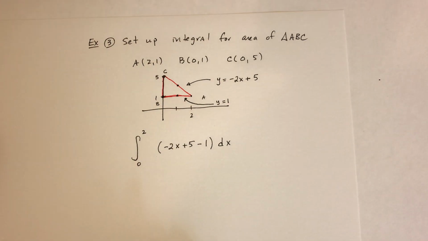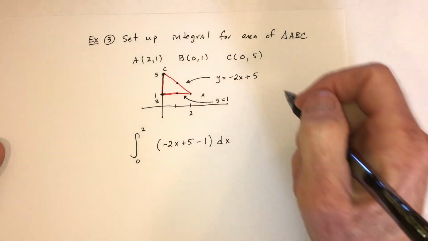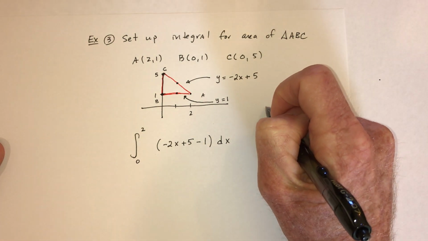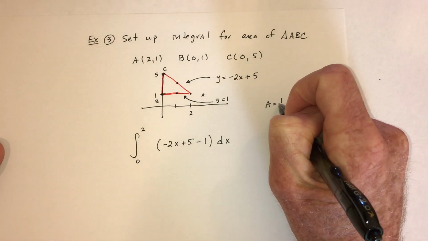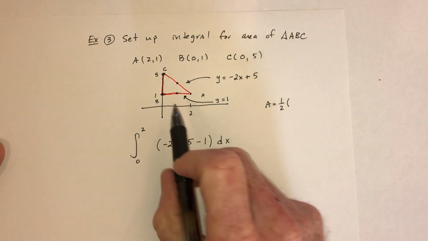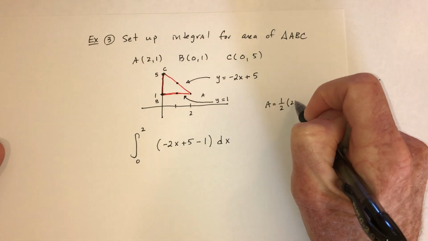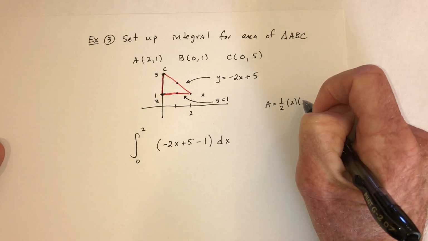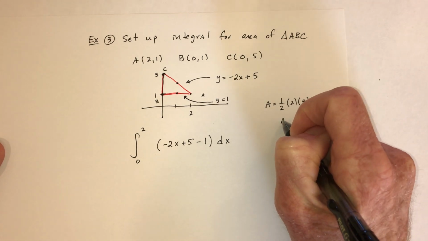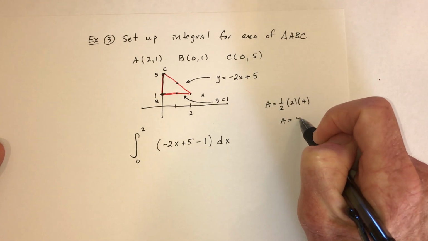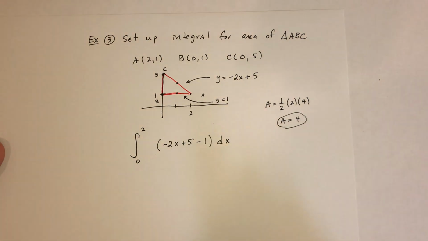Now, I'm just sort of curious. It said just set it up, but I just got to know, did I do it right? So according to 6th grade math, area is 1/2 times the base, which is 2, and the height, which is 4. So that means that the area equals 4.